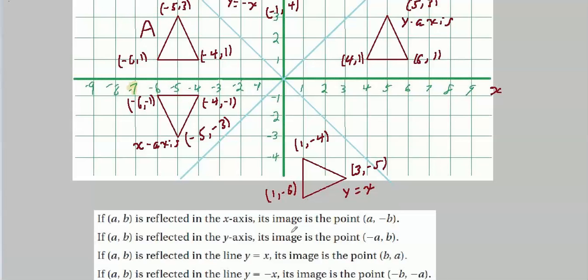What about the y-axis? Well, again, that's pretty easy. Everything stays the same. You just make the x-coordinate negative. So we've got minus 4, 1 becomes 4, because the negative of a negative is just negative. Same thing here. Minus 6, 1 becomes 6, 1, and minus 5, 3 becomes 5, 3. So here's about the y-axis. This is about the x-axis.